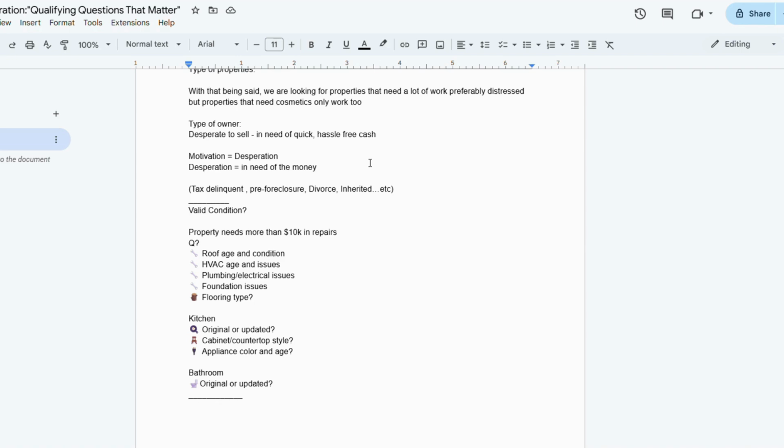Cabinets and countertop style, appliances, color, age as well. Bathroom, is it original or updated? Very quick, very simple, but the more questions you ask, the better, instead of just asking a generic question, which is any major or minor repairs that need to be done on the property. Right? So we talked about motivation, we talked about condition.